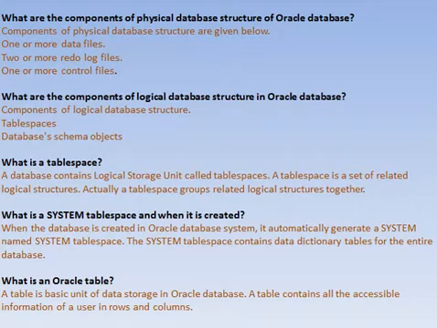What is a system table space and when is it created? When the database is created in Oracle Database System, it automatically generates a table space named System Table Space. The system table space contains data dictionary tables for the entire database. What is an Oracle table? A table is the basic unit of data storage in Oracle database. A table contains all the accessible information of a user in rows and columns.